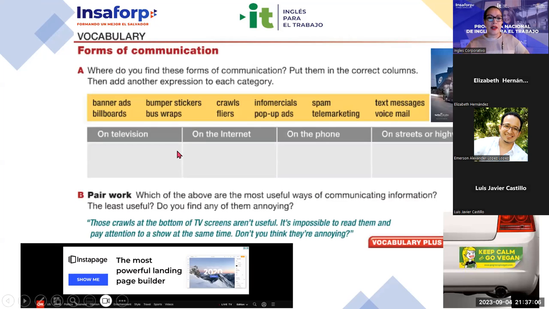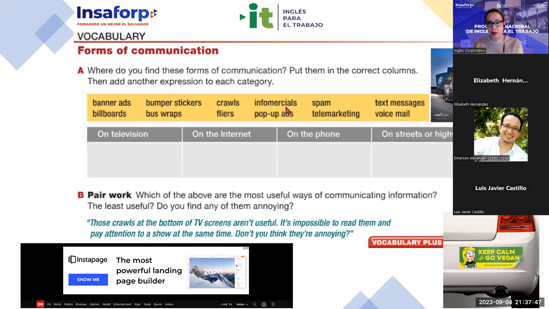Let's continue. Forms of communication. This is related to the topic we're studying about technology. So we have here forms of communication, and this is the vocabulary that we have: banner ads, billboard, bumper stickers, bus wrap, crawls, flyers, infomercials, pop-up ads, spam, telemarketing, text messages, and voicemail.